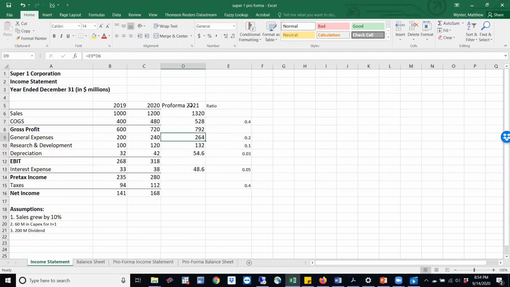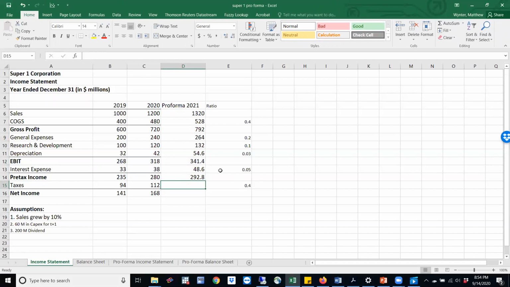I now need to reduce it by these expenses. So my earnings before interest and taxes is going to equal my gross profit less my general expenses, less my R&D, and less my depreciation. My pre-tax income is going to equal my earnings before interest and taxes, minus my interest expense.